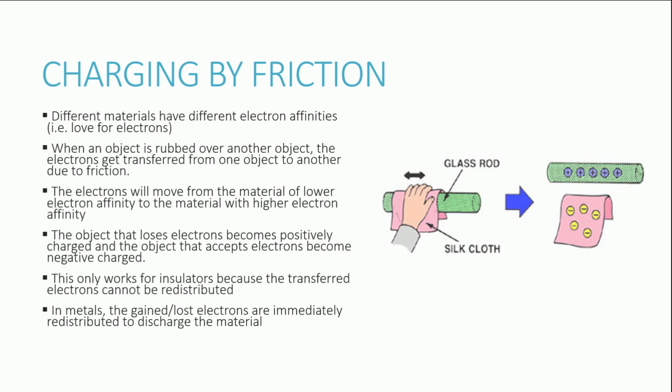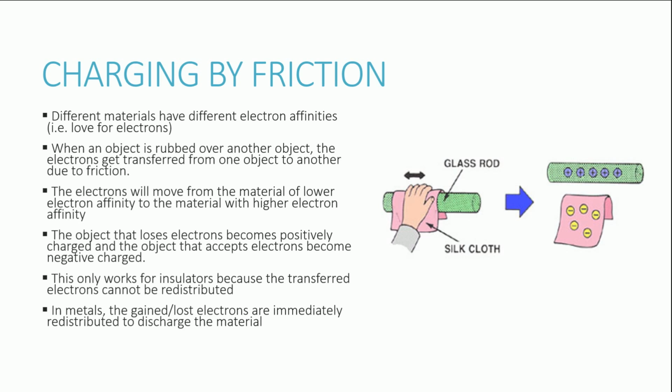So when an object is rubbed over another object, electrons get transferred from one object to the other due to this friction. The reason why it moves is because these two materials have different electron affinities, right? As you rub the two materials, the electrons will move from the material of lower electron affinity to the material with higher electron affinity, because the higher electron affinity material attracts electrons more, so it basically steals electrons from the other material.